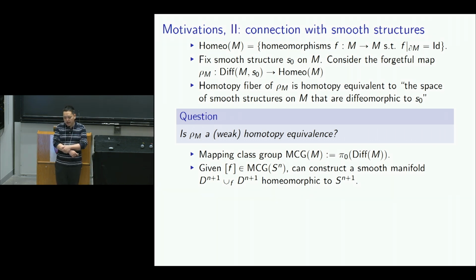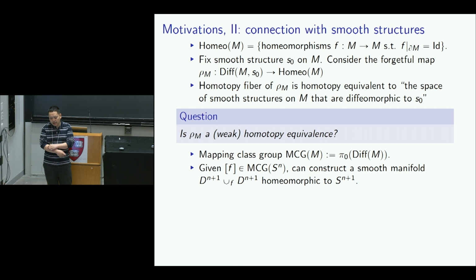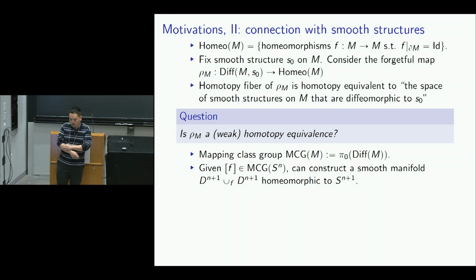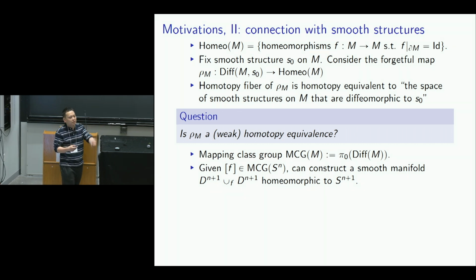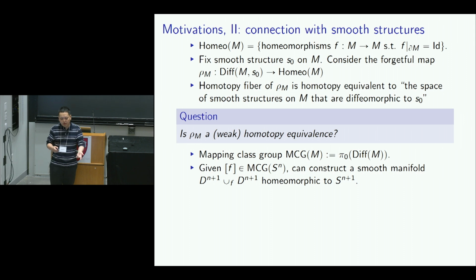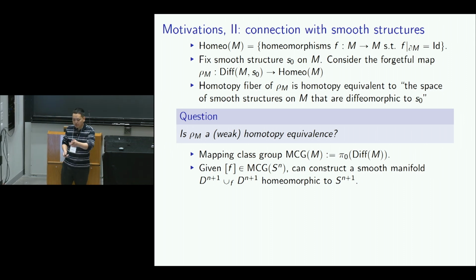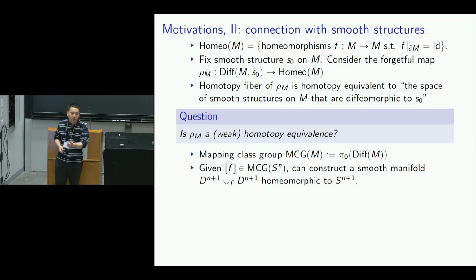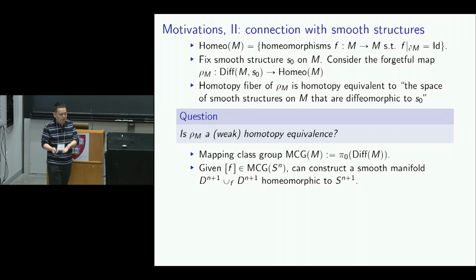Given an element in the mapping class group, we can form a smooth manifold by gluing two standard disks along their boundary using this diffeomorphism. It's not hard to prove, using the Alexander trick, that this is actually always homeomorphic to the standard (n+1)-dimensional sphere. In other words, given a mapping class of the n-dimensional sphere, we get an (n+1)-dimensional manifold which is homeomorphic to the standard sphere.